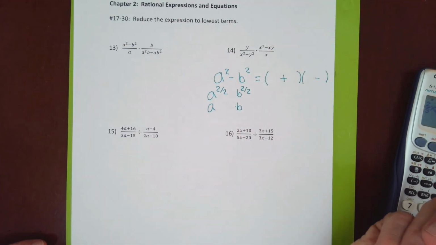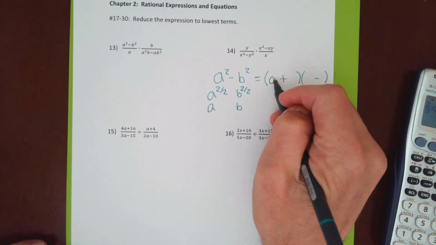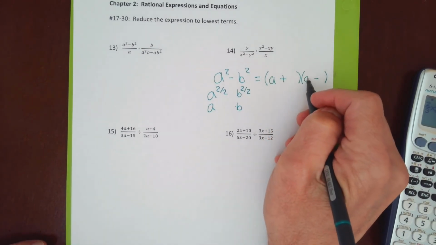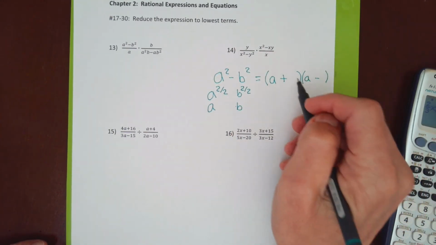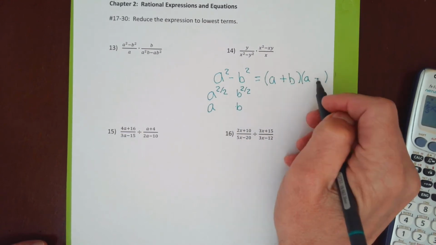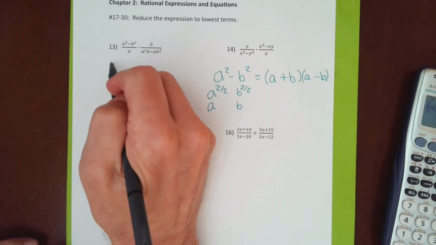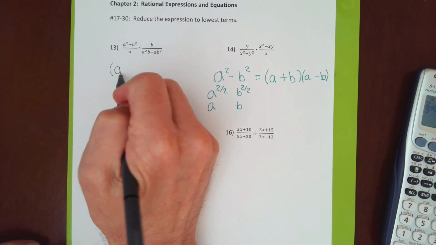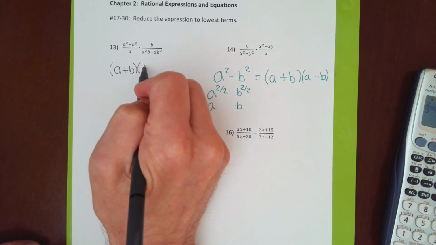And to figure out what I put in the parentheses, I'm just going to divide the exponents by 2. When I divide the exponent of a by 2, I get an a to the first. And because that's before the signs, it's going to lead my parentheses. When I do the same to the b, divide its exponent by 2, I get a b to the first. And because b is after the sign, it's going to end my parentheses. So that's not the hardest factoring. That's doable.